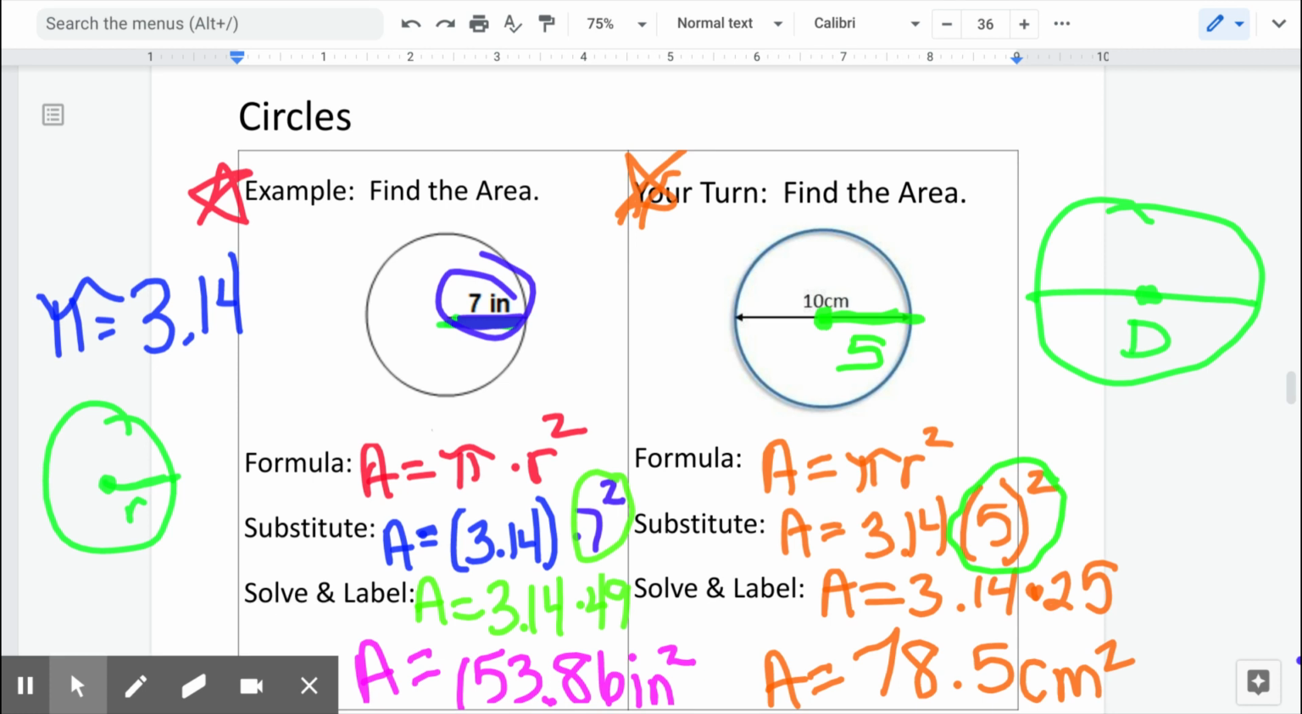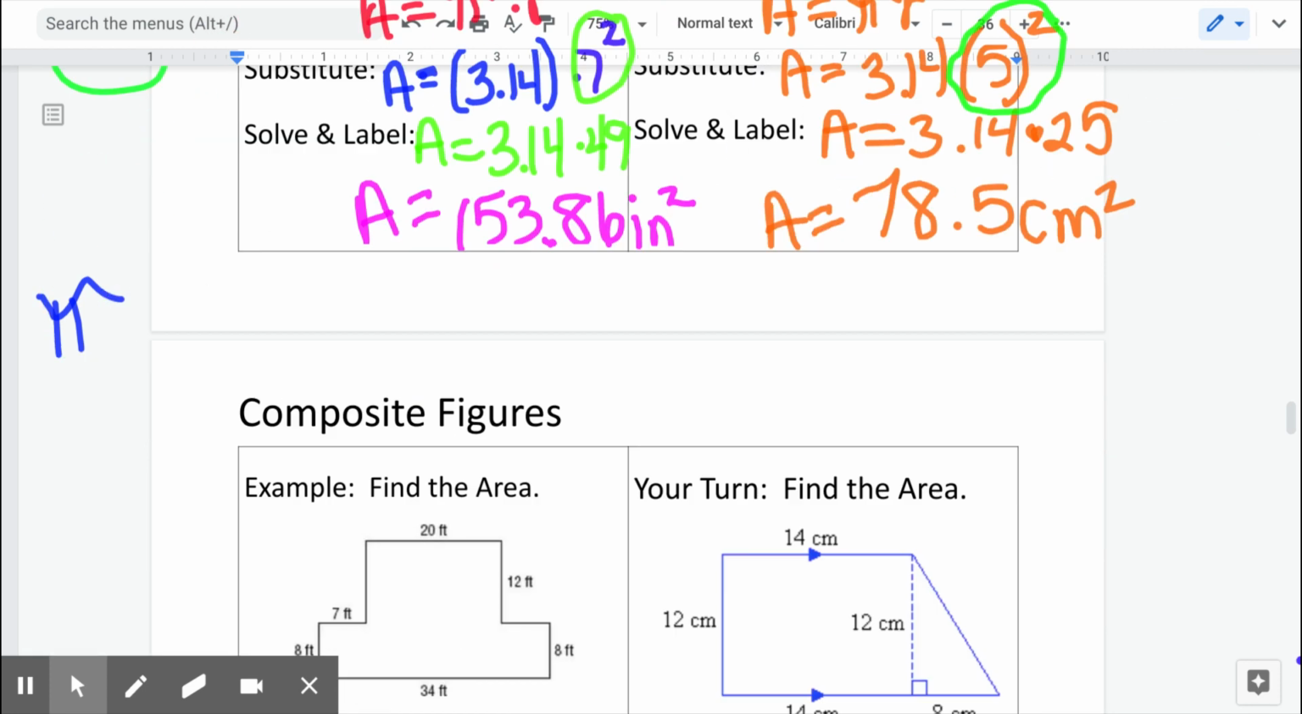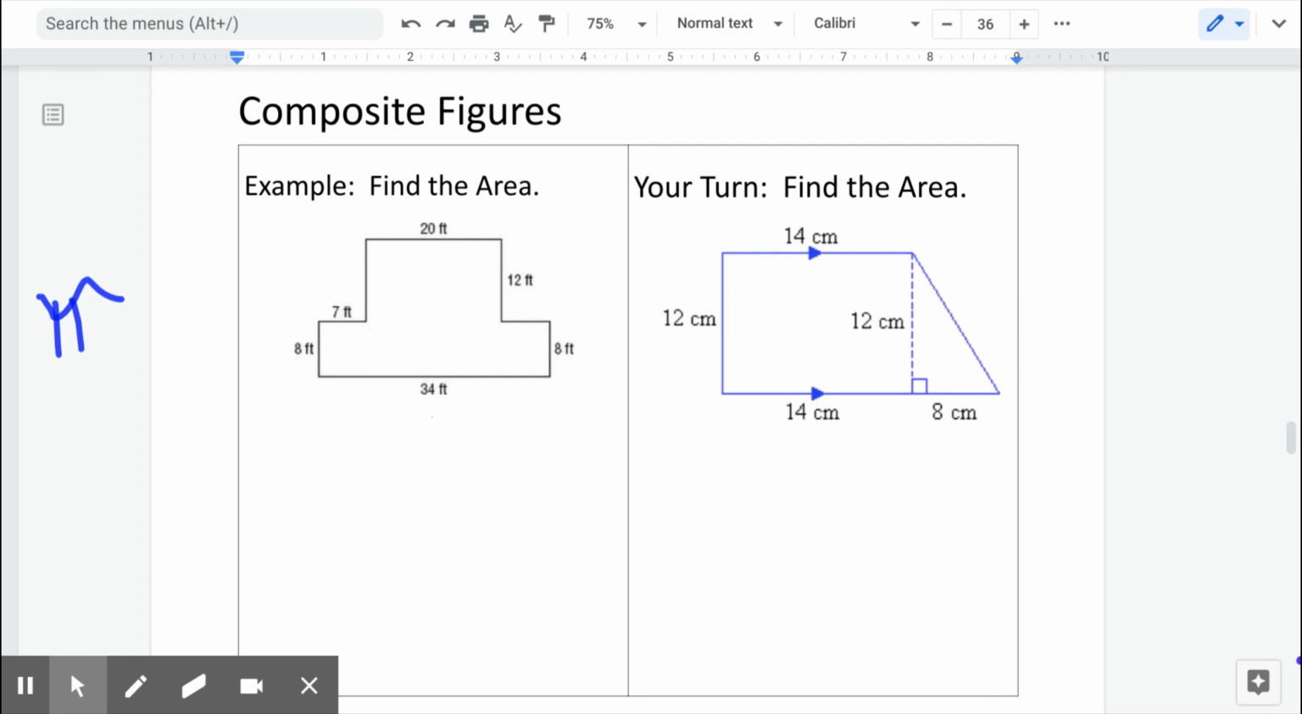Right. Now that we have our basic 2D shapes, the next thing we're going to look at is composite figures.